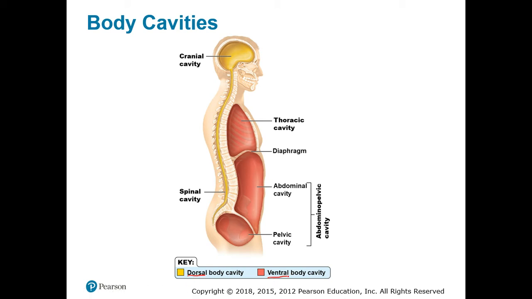Again, dorsal and ventral. Our dorsal cavity, which we'll talk about first, includes your cranial cavity, which houses your brain. And then the second one is your spinal cavity, which houses your spinal cord. Dorsal, I always think of the dorsal fin of a fish. That's on the backside of a fish, and this is the backside of your body. Ventral is going to be split into your thoracic cavity, and then your abdominal pelvic cavity. And then the abdominal pelvic cavity can further be split into the abdominal cavity and then your pelvic cavity.